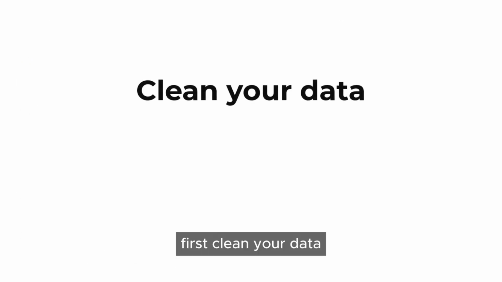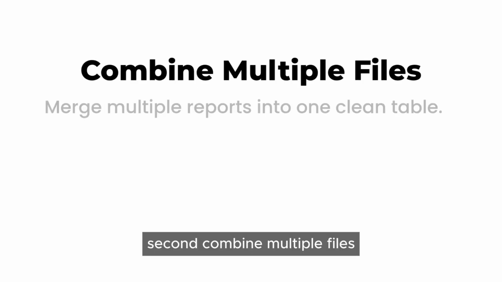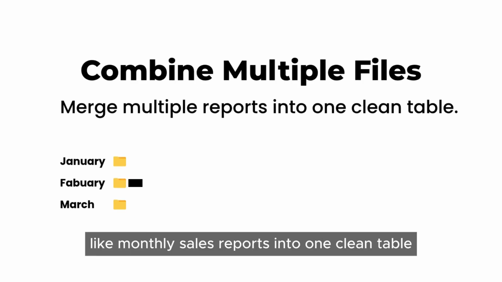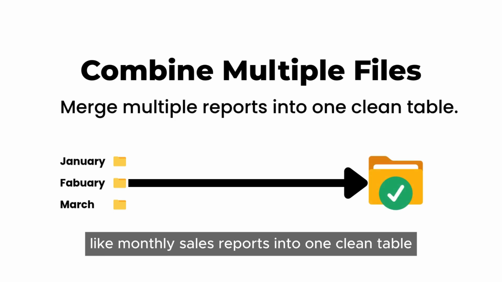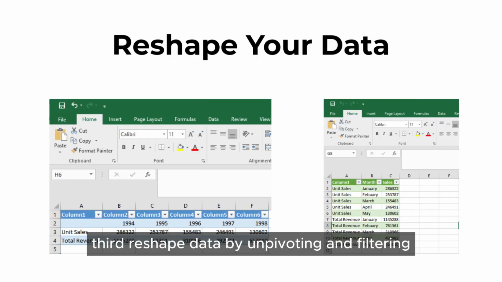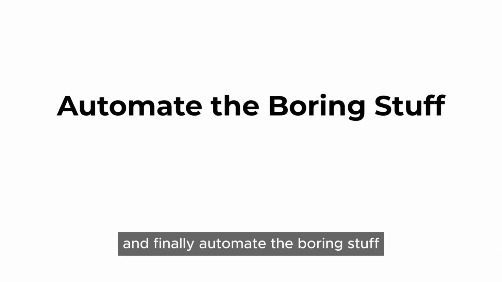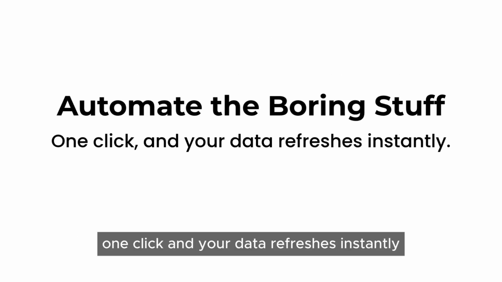First, clean your data. Remove duplicates, fix text cases, and split messy columns. Second, combine multiple files like monthly sales reports into one clean table. Third, reshape data by unpivoting and filtering without breaking your formulas. And finally, automate the boring stuff. One click, and your data refreshes instantly. Let's get hands-on with Power Query and see how data cleaning can be automated in just a few clicks.